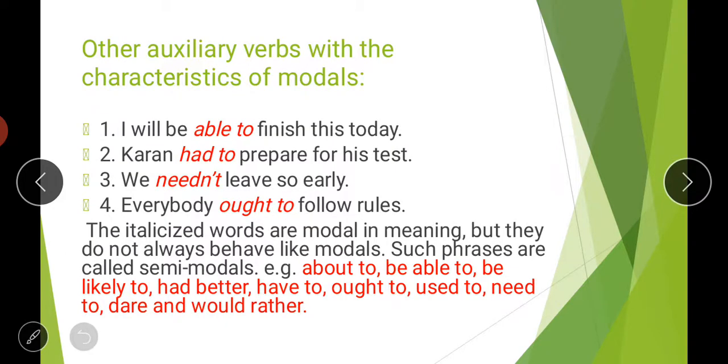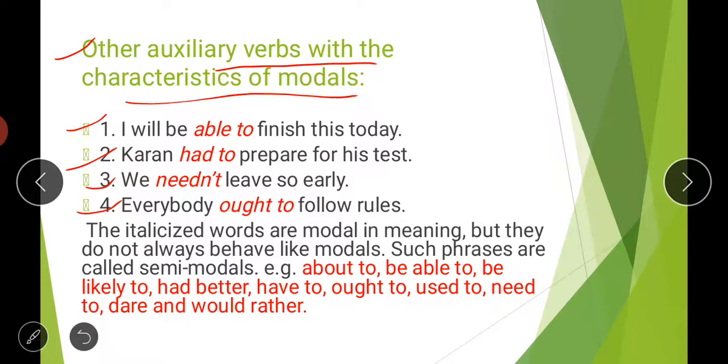Then next is your third category of auxiliary verbs. So, other auxiliary verbs with the characteristics of modals, the third category. They are not exactly modals, but they have the characteristics of modals. So look at these sentences carefully, students. First one, I will be able to finish this today. Second is, Karan had to prepare for his test. Third is, we need not leave so early. Then fourth is, everybody ought to follow rules.